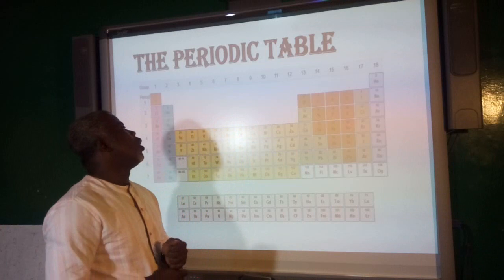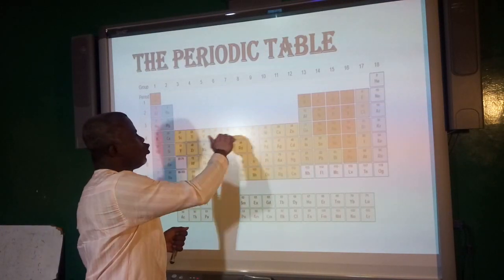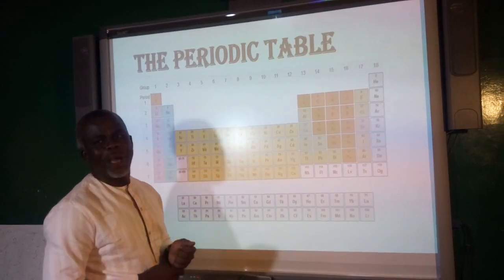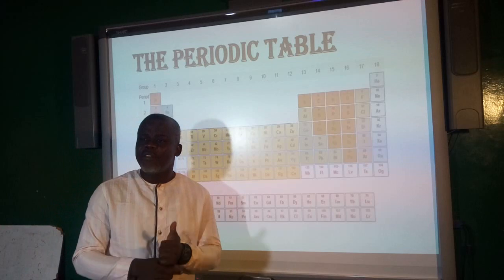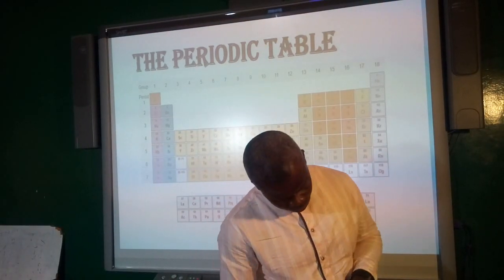or the group 12 or the 2B elements. So this is the first row of the transition elements. We have others, the second row and the third row. But as I've said, today our emphasis is on the main group elements.